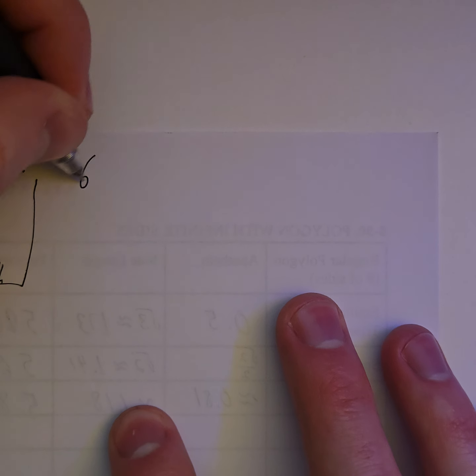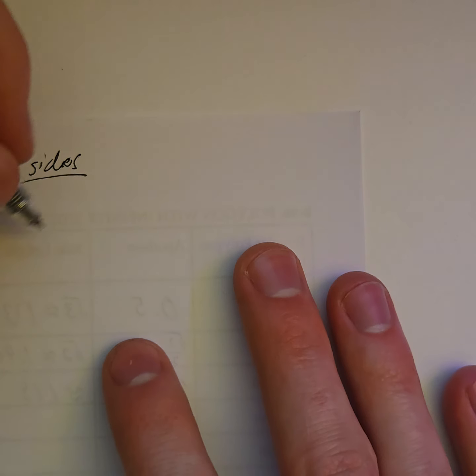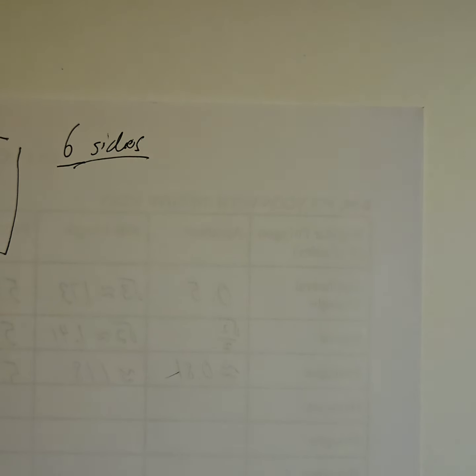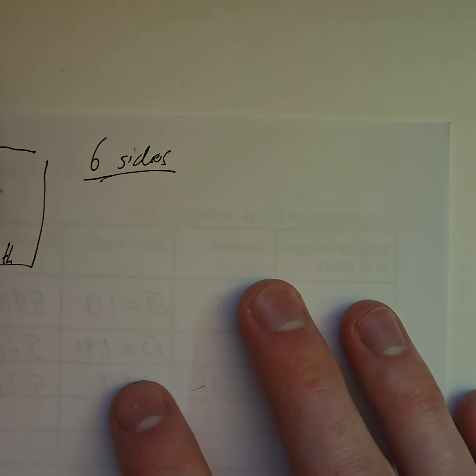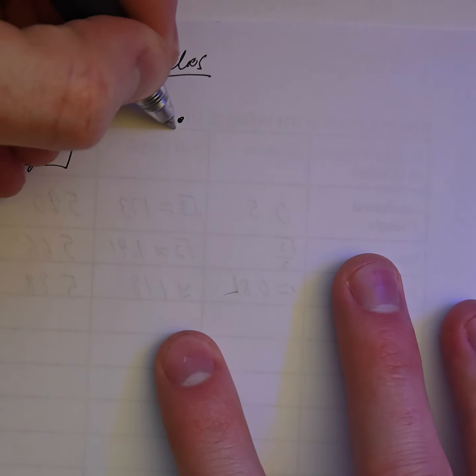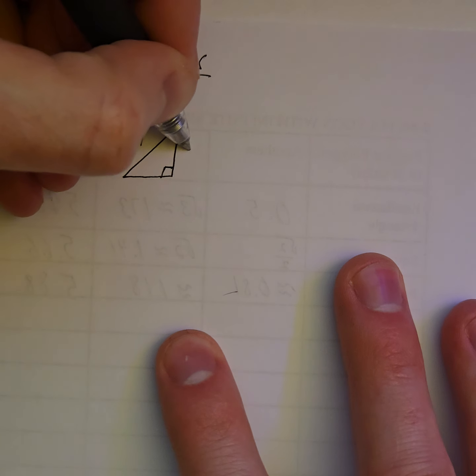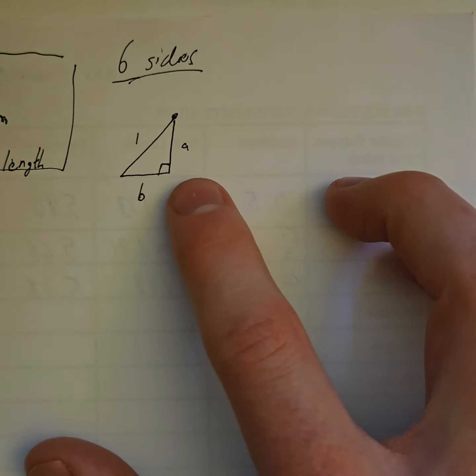All right, so for the hexagon, you're trying out 6 sides. So with this one, I'm not going to draw the shape every single time. I'm just going to draw the little triangle here because that's all we need. Okay, so if I draw that little triangle, so there's my radius of 1. I got A, I got B.